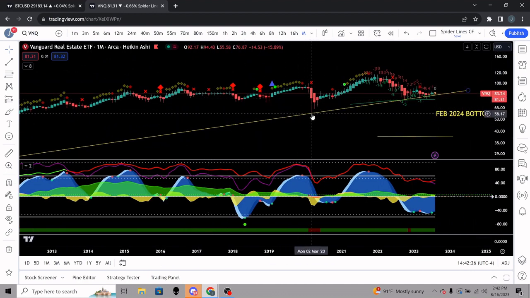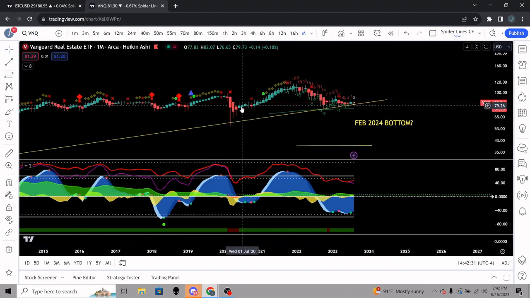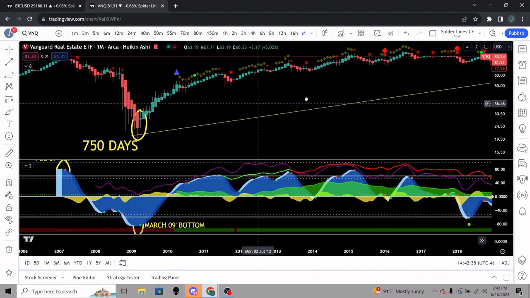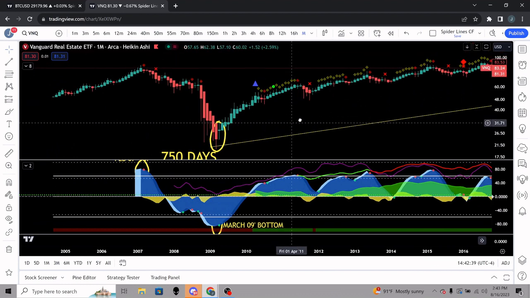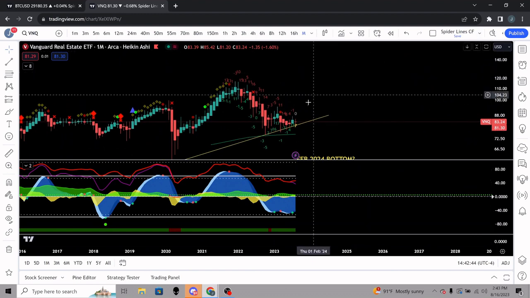There was a test on the trend line back in 2020. We all know what happened during that time, and then we had another rocket ship moving upwards. So as you can see, this line of support has been respected for a very long time. But what I really want to do is, like I said, make this short and sweet.